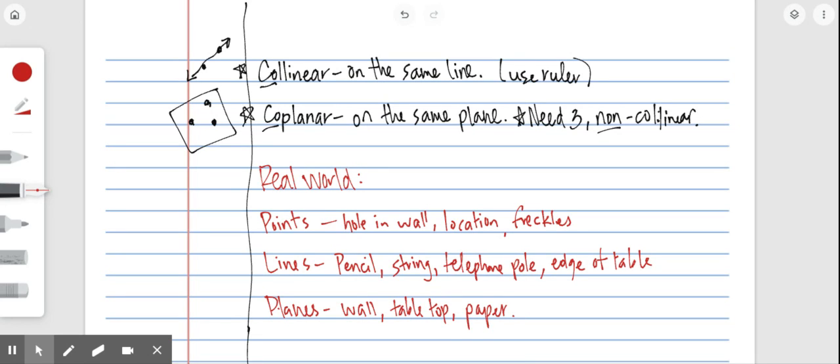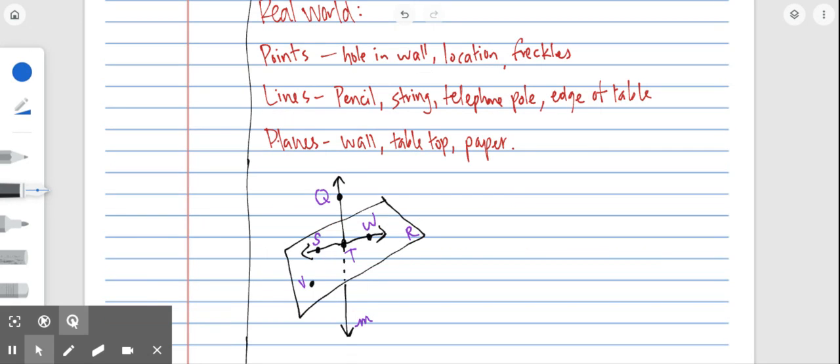I'm going to draw a sketch, and then we're going to label some pieces on it. So take a minute, pause this video, and make yourself this drawing. I've got a plane here, two intersecting lines, and then I've got infinitely many lines, rays, and line segments.